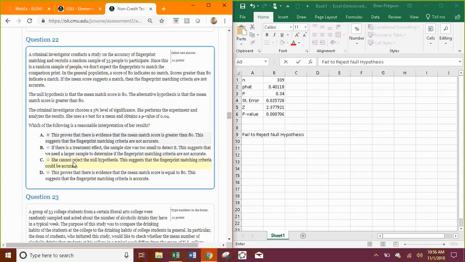What is the sample size? 35, that's fine. Just proves there is evidence. Yeah, because we have 35 people, we need at least 30. So the sample size criteria seems to be met. But I'm going to stick with A. This proves, though, that's the tricky part. I don't like the word disproves. It doesn't prove anything. It just provides evidence.